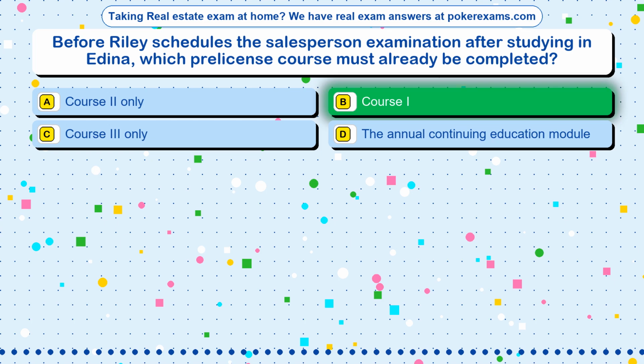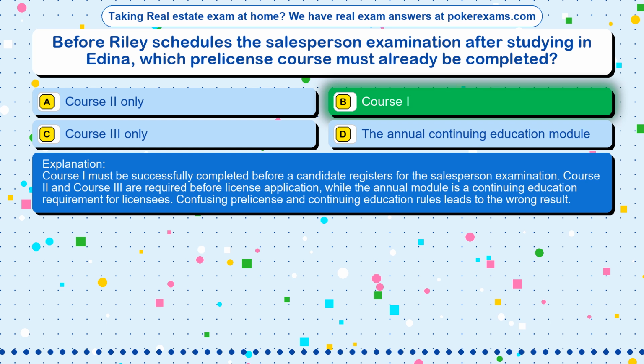The correct answer is option B, Course I. Course I must be successfully completed before a candidate registers for the salesperson examination. Course 2 and Course 3 are required before license application, while the annual module is a continuing education requirement for licensees. Confusing pre-license and continuing education rules leads to the wrong result.